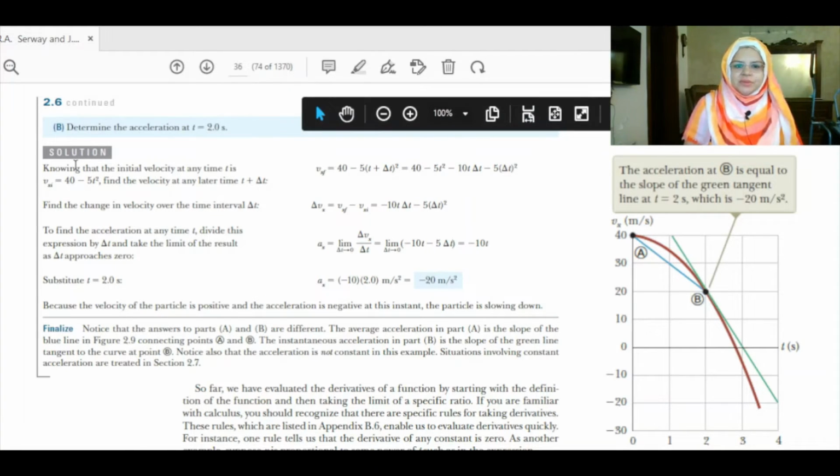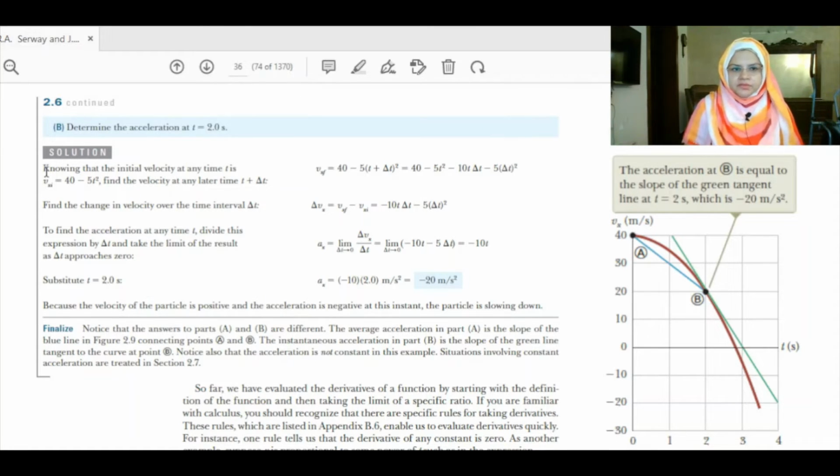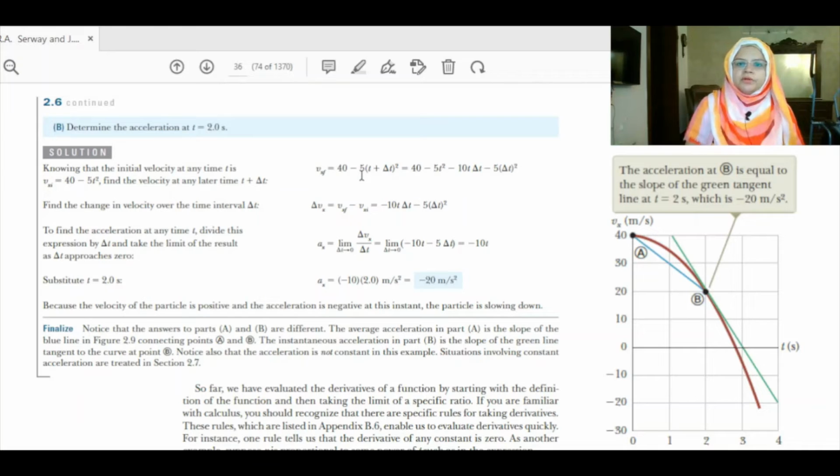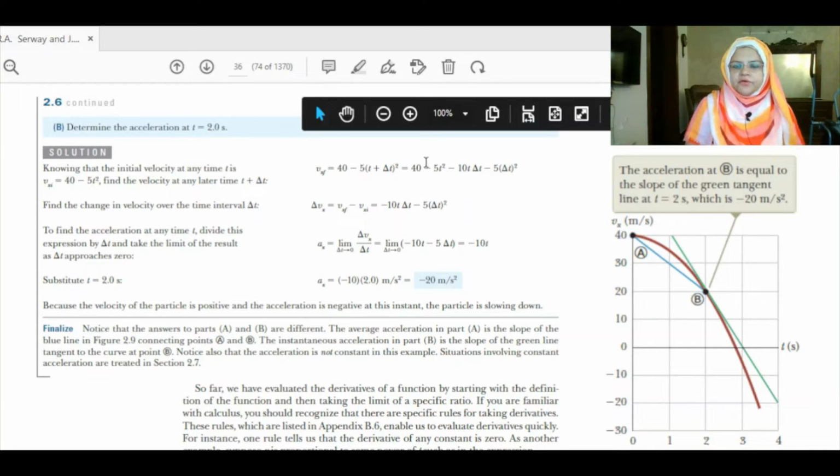Solution. Knowing the initial velocity at any time is Vxi is equal to 40 minus 5t square. Find the velocity at any later time t plus delta t. Vxf is equal to 40 minus 5 bracket t plus delta t whole square. This is equal to, if we use the formula of a plus b whole square is equal to a square plus 2ab plus b square, we get 40 minus 5t square minus 10t delta t minus 5 delta t square.